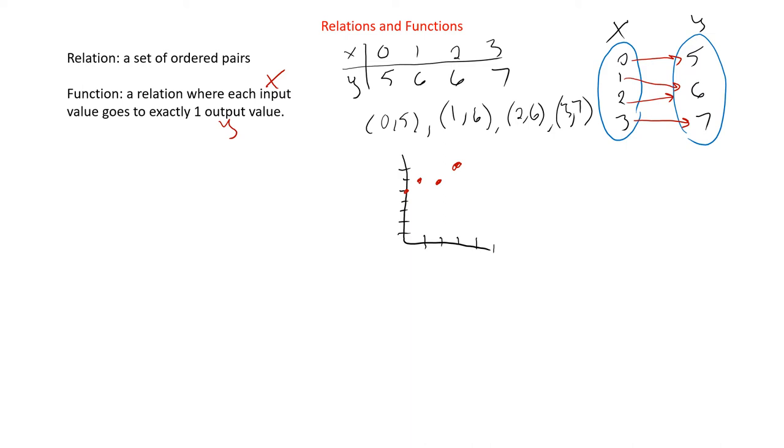So this says that each input goes to exactly one output. So each x value has exactly one y value associated with it. The relation that I have up here is a function because each x value goes to exactly one y value. Now, there is that 1 goes to 6 and 2 goes to 6. They go to the same y value, but that's okay. If we have an input of 1, we know what we're going to get. We're going to get a 6. If we have an input of 2, we know what we're going to get.